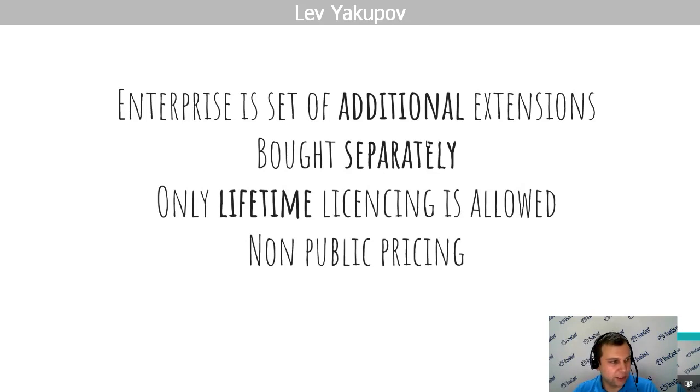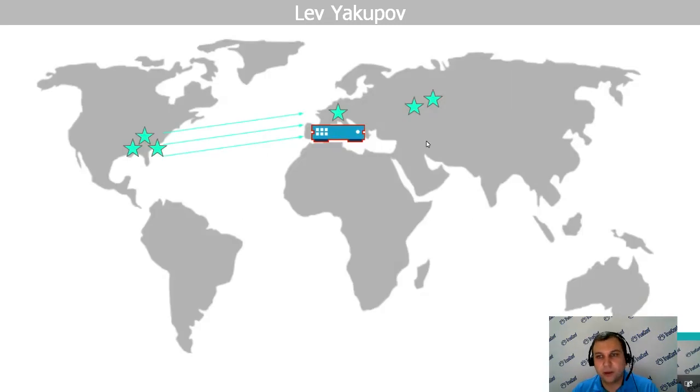Okay, so let's have a look at the extensions we have. Let's investigate the simple case. For example, imagine we have just a single TrueConf server located somewhere in Europe, and a small team of our company who works remotely from the United States.